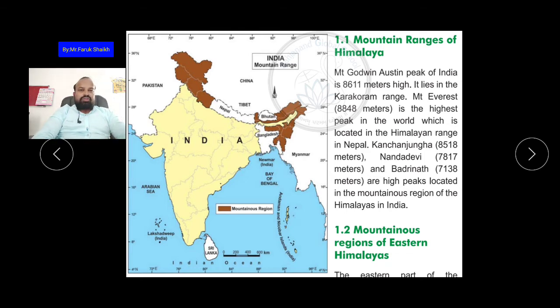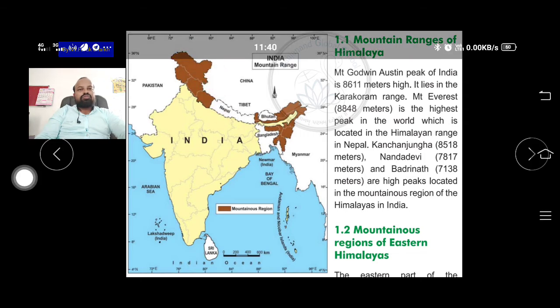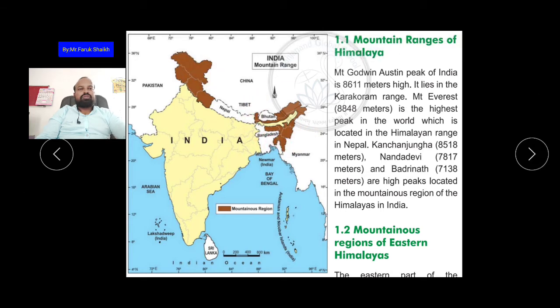Okay, the mountain and the region. So here you can see in the brown color, these are the mountain ranges of the Himalaya. And in our India, Godwin Austen, another name is K2. The K2 is the highest mountain in India. So Mount Godwin Austen, peak of India, is 8,611 meters high. It lies in the Karakoram ranges.